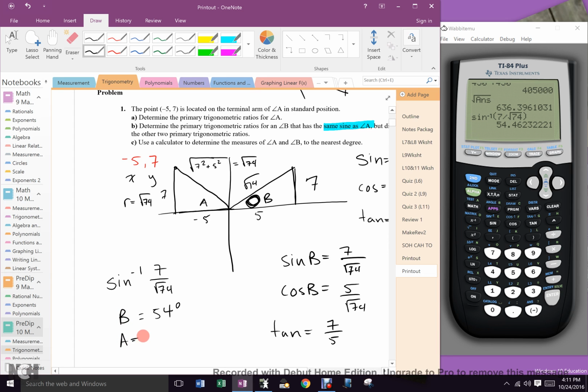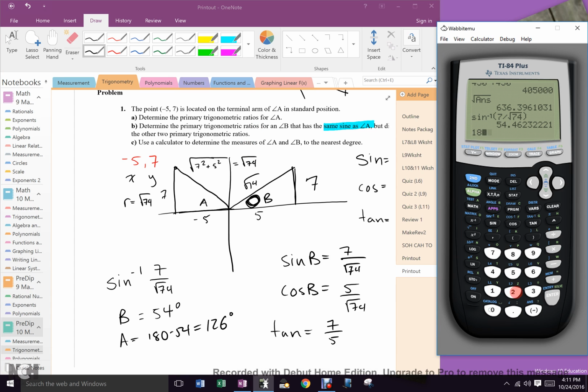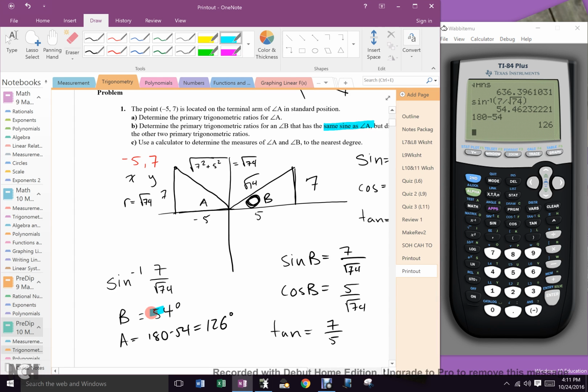So A equals 180 minus 54, which is 126. Those are the two. 180 minus 54, 126. So there are the answers there.